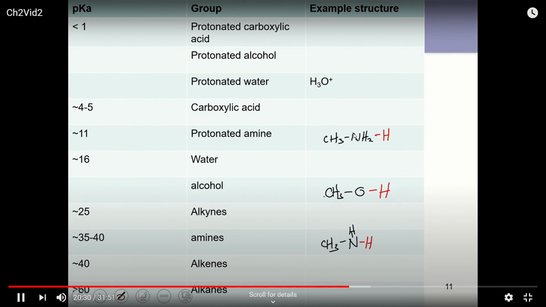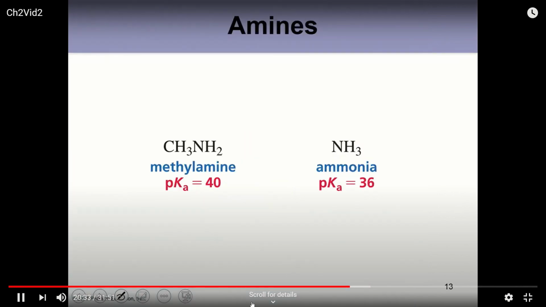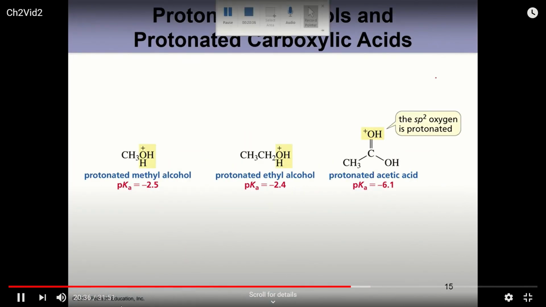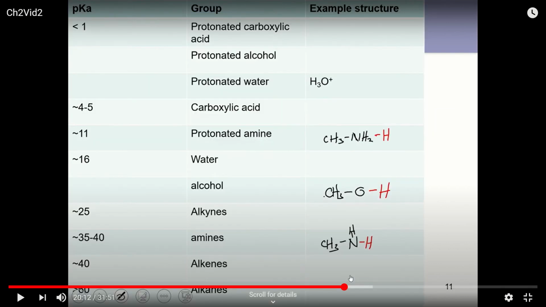When you do this chart, you should go back to the chart and put a positive charge on the nitrogen here. It has 4 bonds and should have a positive charge.